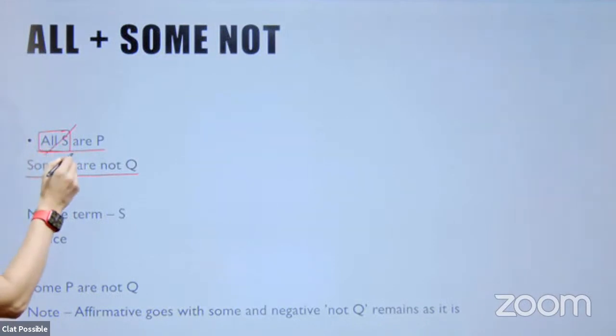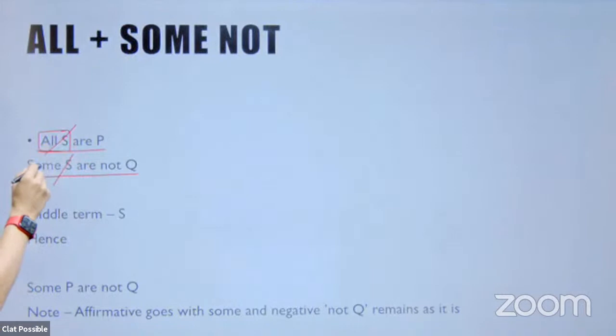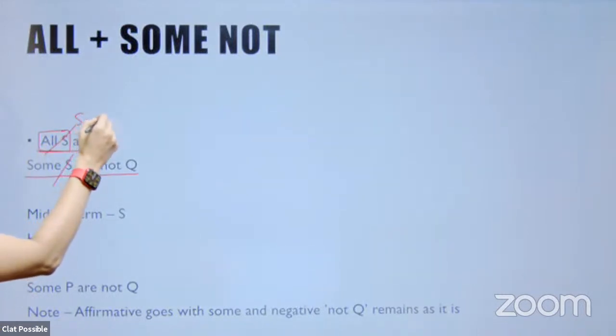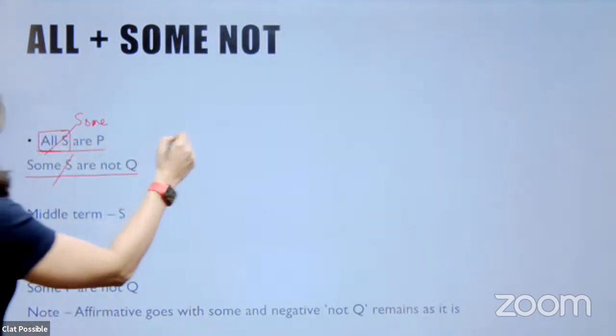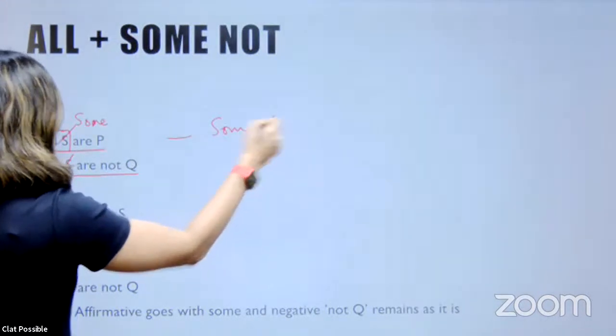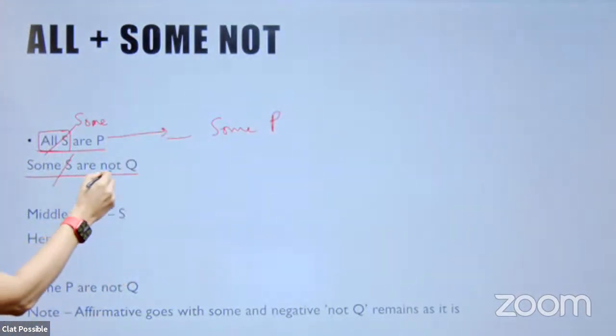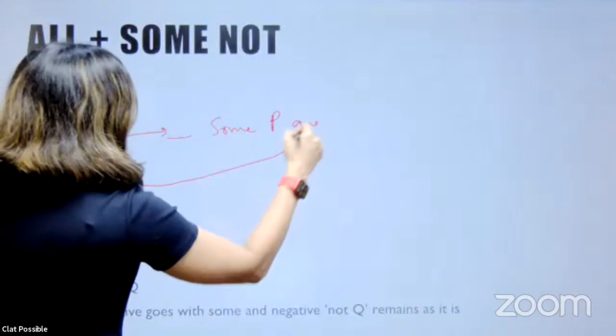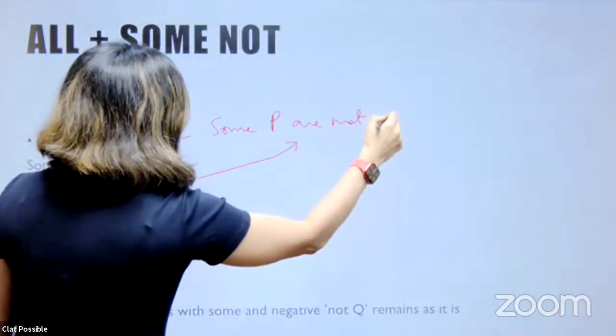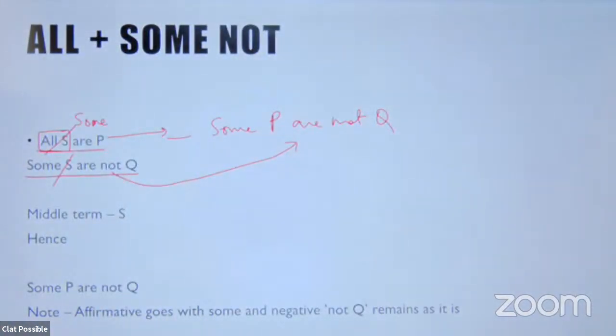I eliminate it. When all gets eliminated, I have to say some P. Do you remember this? Some P will be copied from here and not Q will be copied from here. This is my answer. Some P are not Q. Do you get it?